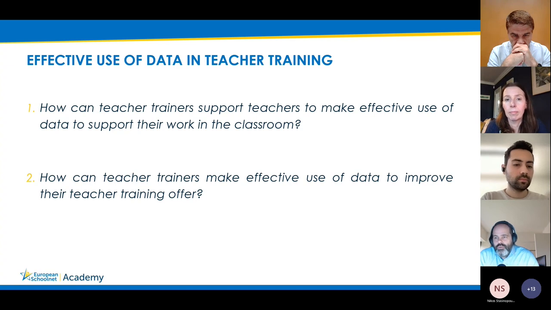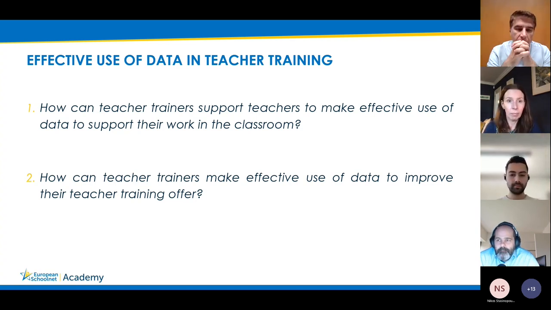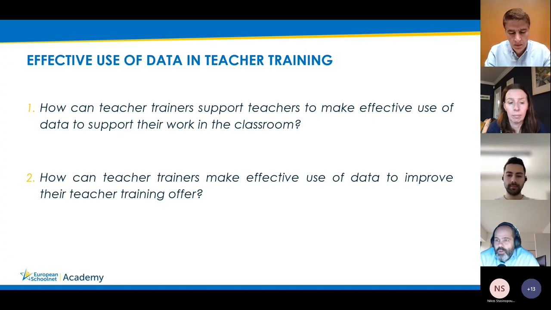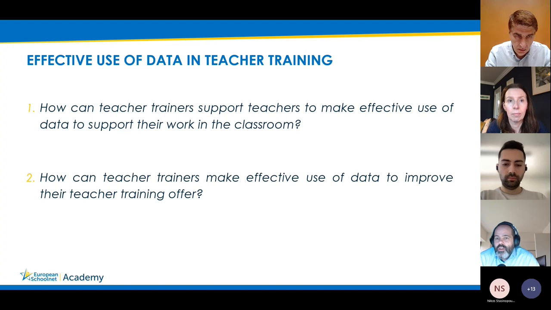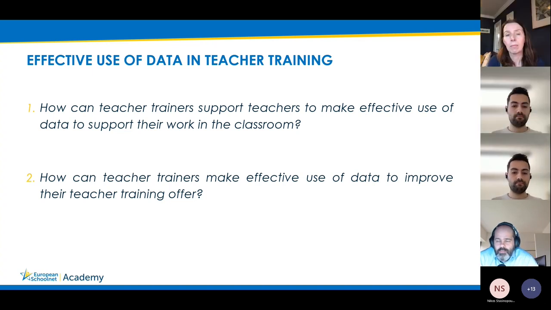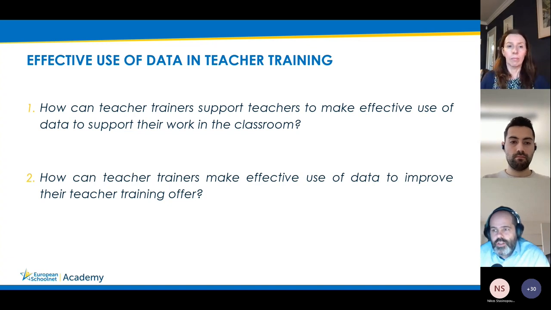Just a quick reminder here of these two key questions which we aim to answer in this seminar today. The first, looking at how teacher trainers can support teachers to make effective use of data to support their work in the classroom. And the second, how can teacher trainers make effective use of data to improve their teacher training offer? Of course, both of these are related. If we as teacher trainers can make effective use of data to improve our own offer, we are at the same time modeling to the teachers effective use of data for use in the classroom. These two questions were already addressed by Professor Draxler yesterday, and today we will continue looking at these questions. Each of the presentations will focus probably more on one than the other, but hopefully after the four presentations we have some useful input for each of these questions.